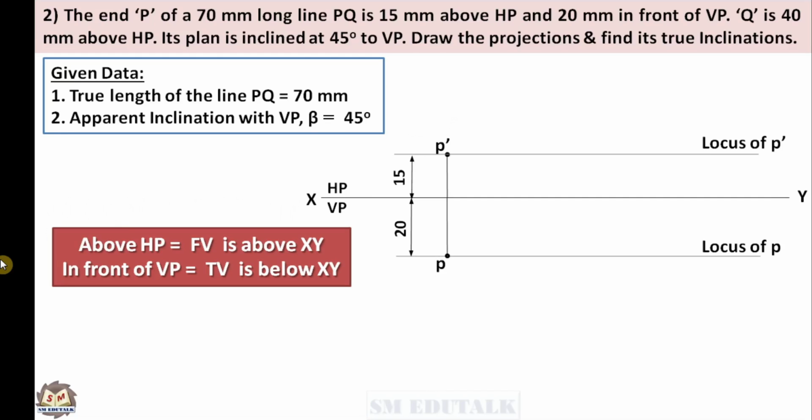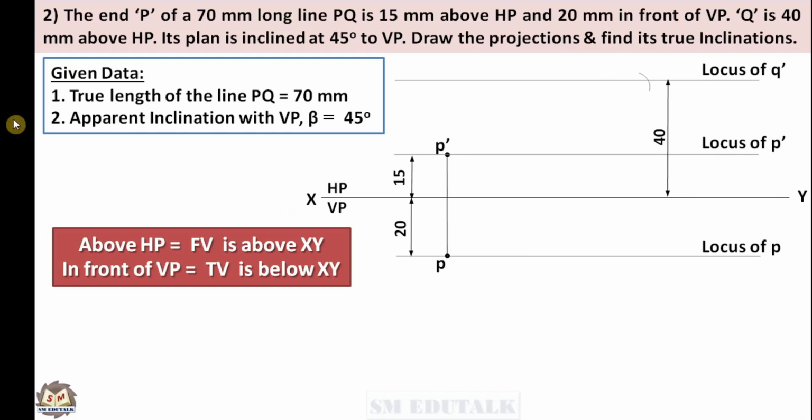The second endpoint Q's position is given as 40 mm above HP. So, draw a thin horizontal line 40 mm above the XY line. This is called the locus of Q'.